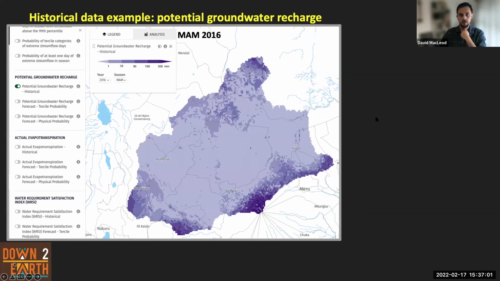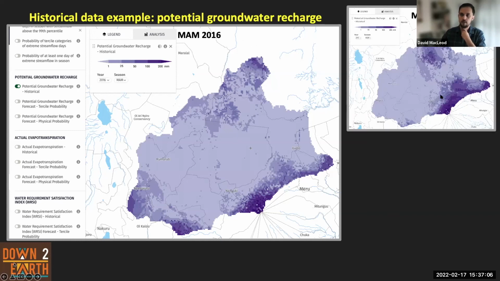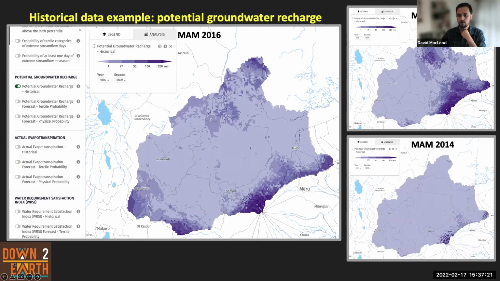And now you can choose another year. Let's click on year and select 2015 to compare. So 2015, and then we see a different picture. We see slightly enhanced recharge in a different region, and no recharge in the southwest. And we can choose another year, 2014. This was a particularly dry year in this region. And here, less than 1 millimeter recharge across the whole basin, with very restricted areas of recharge right in the south and Mount Kenya.